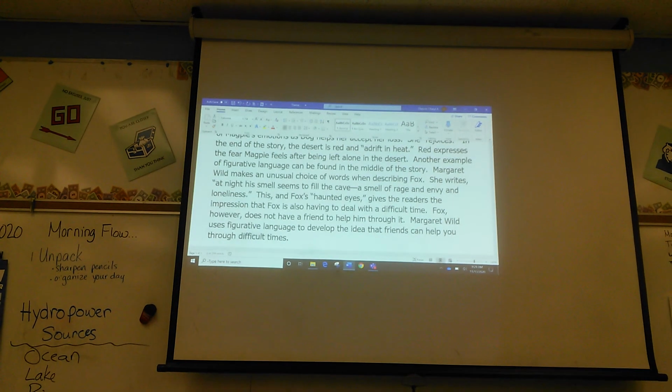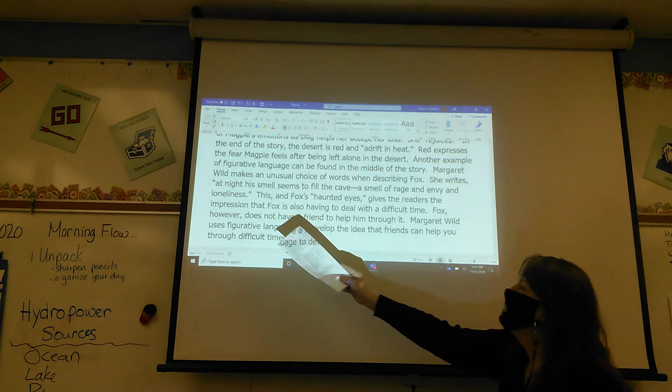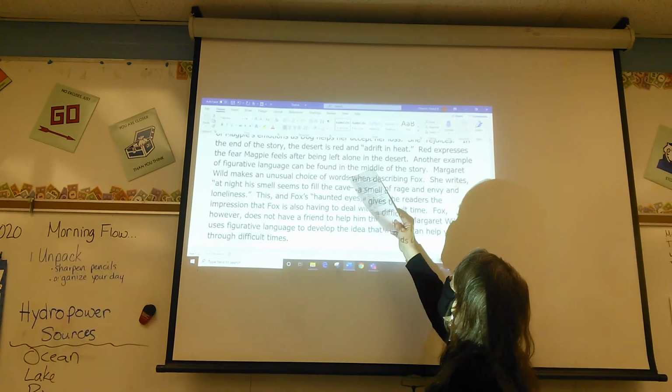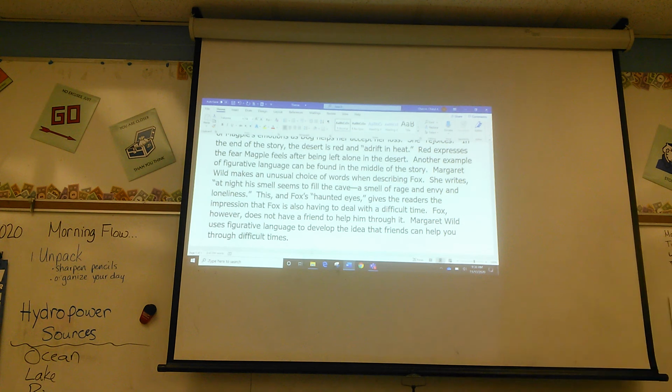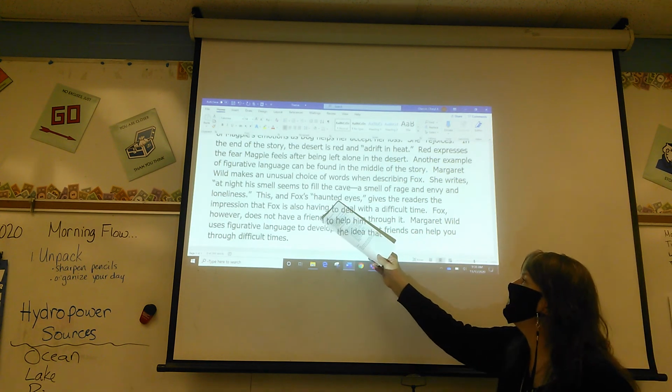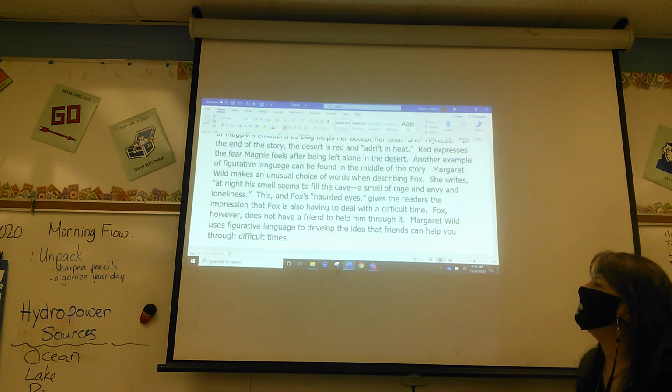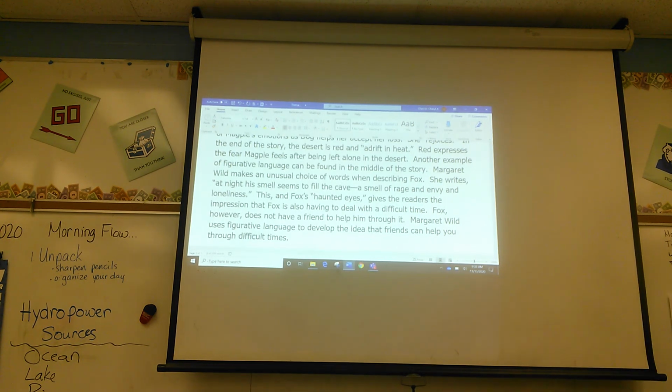Margaret Wild makes an unusual choice of words when describing Fox. She writes, and here's the quote. I don't have to cite it again because I already set up here that it was in the middle of the story. "At night, his smell seems to fill the cave, a smell of rage and envy and loneliness." Now, I need to say more. This and Fox's haunted eyes gives the readers the impression that Fox is also having to deal with a difficult time. Fox, however, does not have a friend to help him through it.